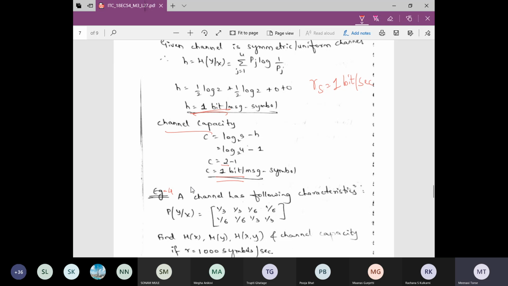So next example, a channel has the following characteristics. P of y by x equals 1 by 3, 1 by 3, 1 by 6, 1 by 6. 1 by 6, 1 by 6, 1 by 3, 1 by 3 are the second row elements. So the second row has the same elements as that of the first row, and the elements are placed in a different order. Hence, the given channel matrix is a uniform or symmetric channel.